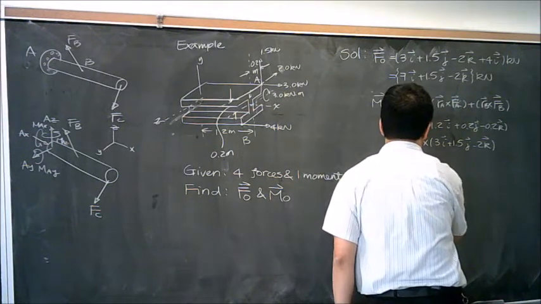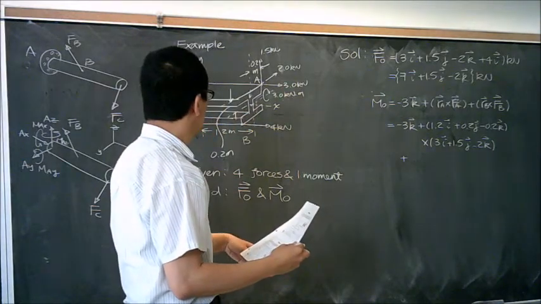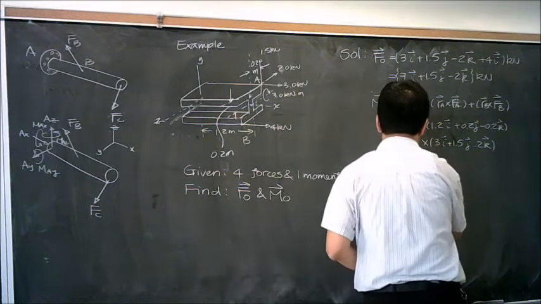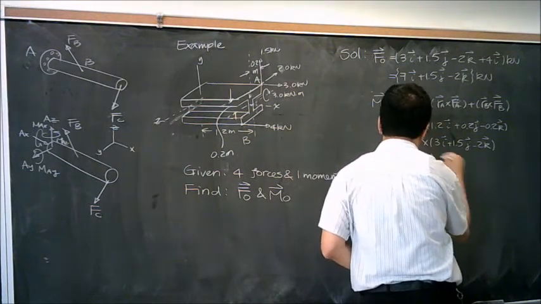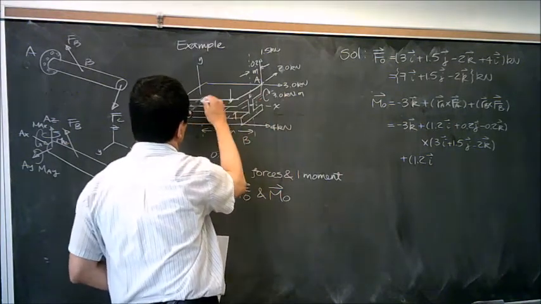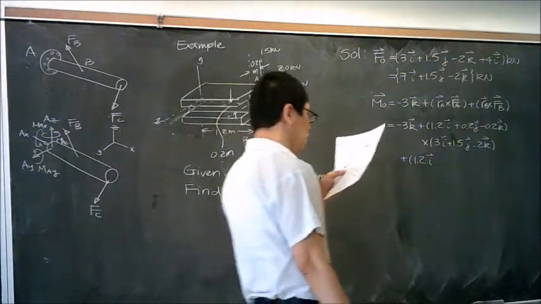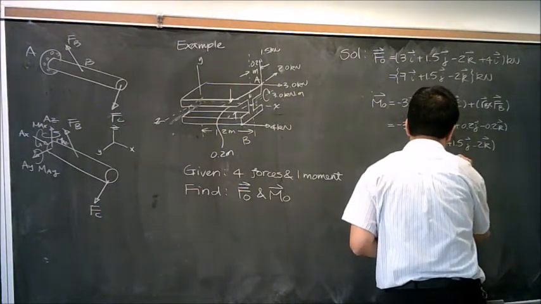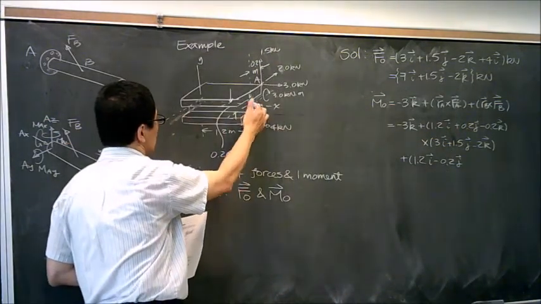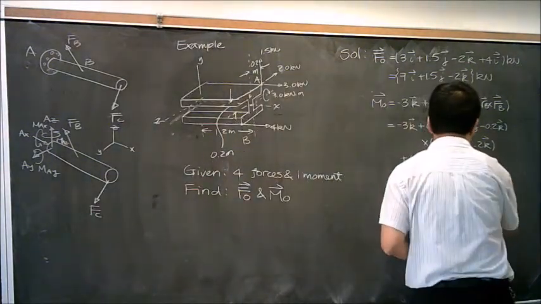Then I would need to do the RB and FB. So for RB over here, still, the x is going to be 1.2i. For y, since this is connected to the origin, the y over here is going to be negative 0.2j. For the z direction, it is toward this direction, which means it's going to be a positive number.